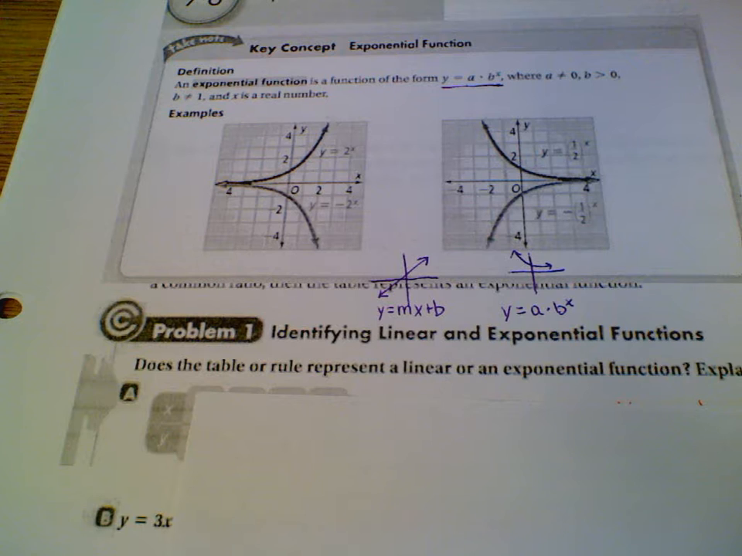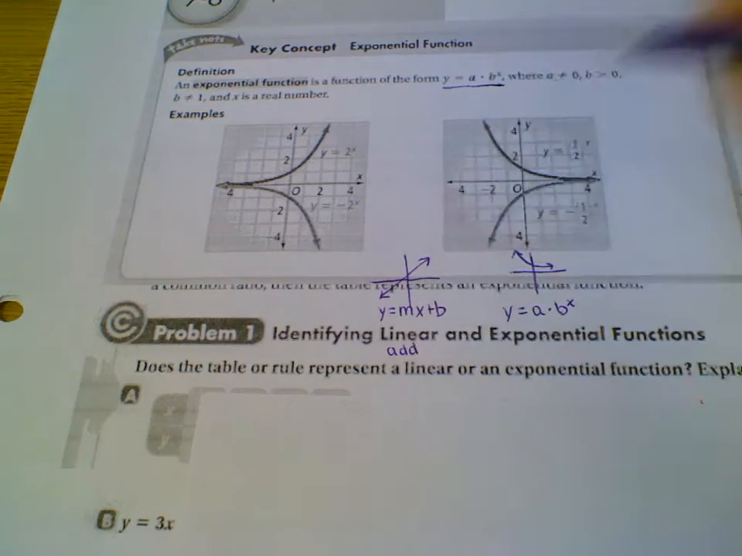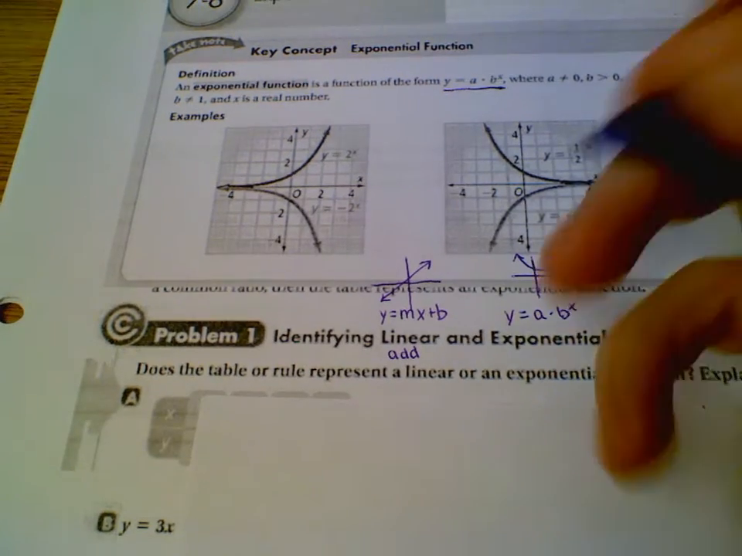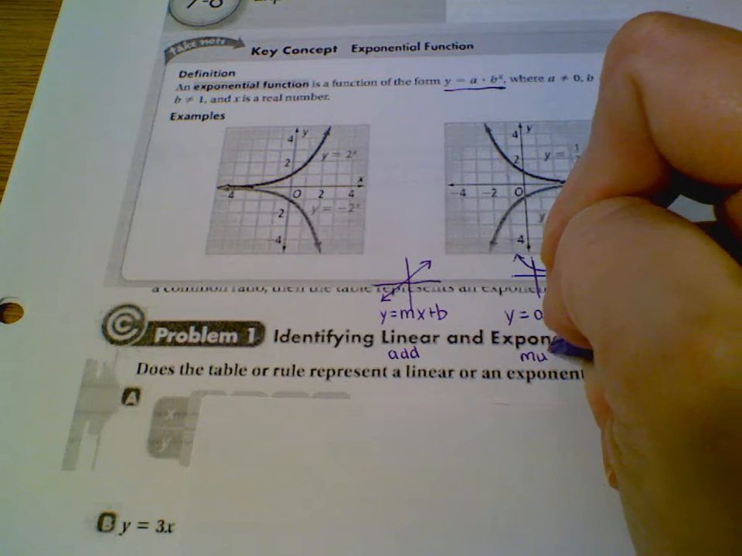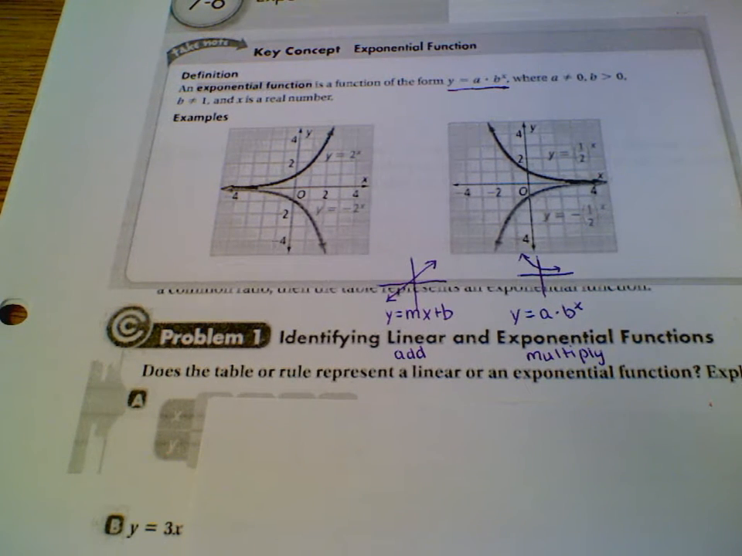The other piece that's important is if they give you a table of values, linear means I'm going to be adding the same number every time. Exponential means I'm going to be multiplying by the same number every time. So there are some distinct differences between the two. So let's take a look here.